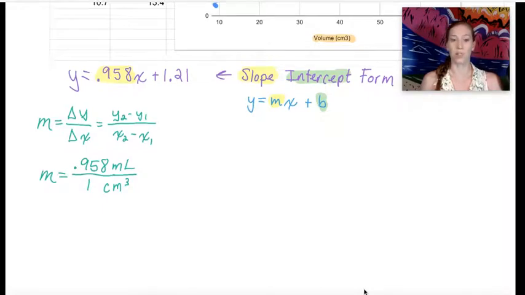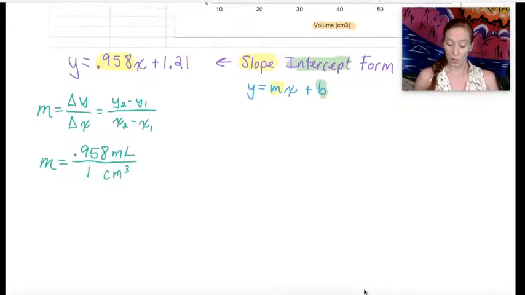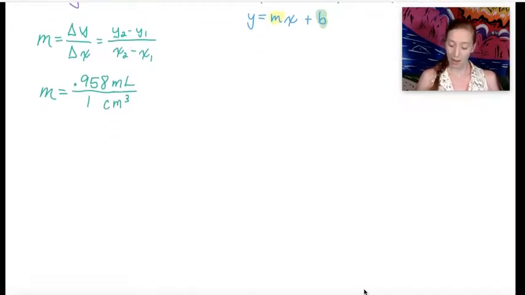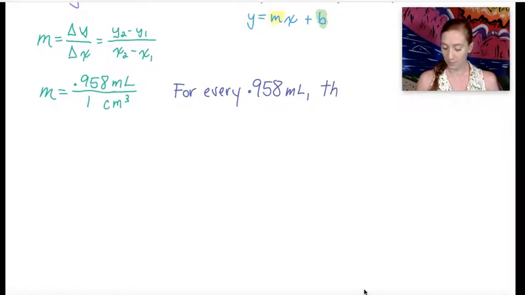We kind of talked about proportions when we did our boat building activity and we analyzed the score for our boats. Okay, you could also write this as a ratio, but what we really want to focus on is that relationship between the two. So if we want to write this out in a sentence, we could say for every 0.958 milliliters, there is 1 cubic centimeter.